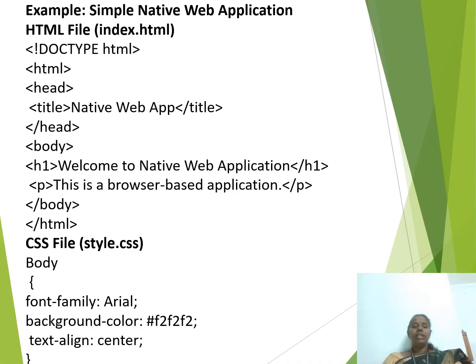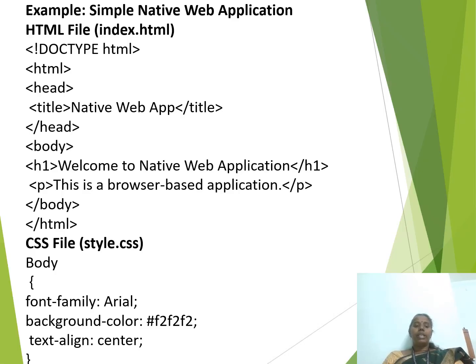The first line indicates doctype html. It declares the document type and tells the browser this is an HTML5 document, ensuring proper rendering. In HTML we always use angle brackets. The next line is html. This is the root element of the web page. All HTML content must be inside the tag.